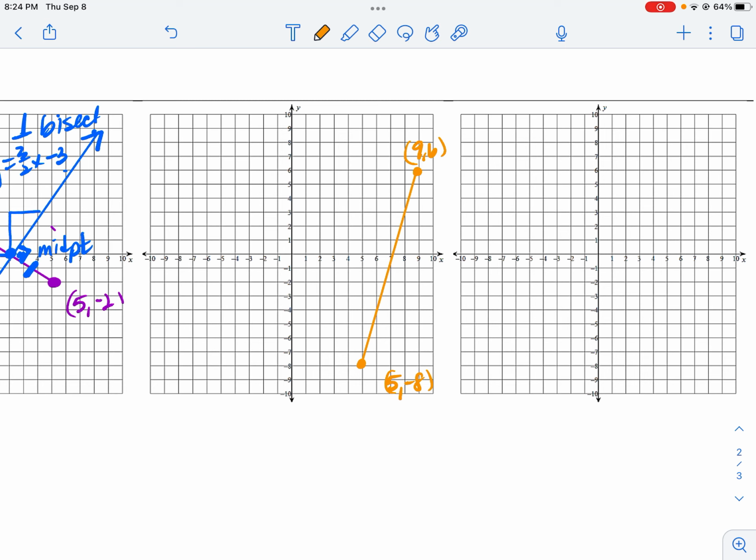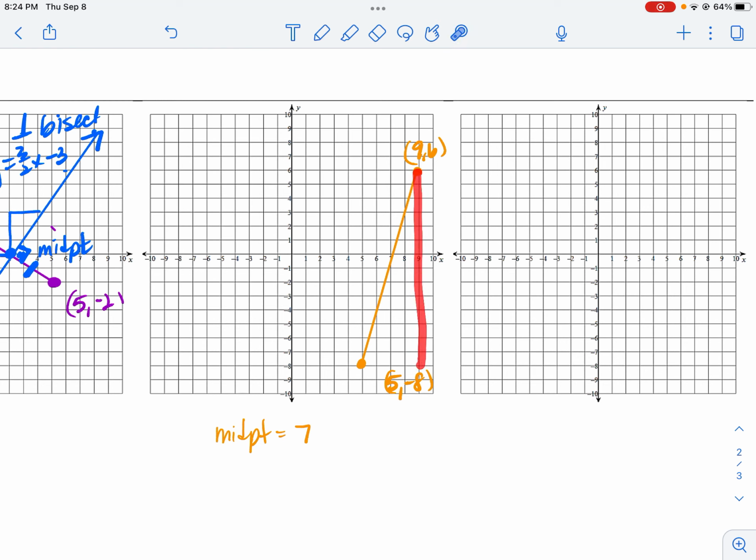So what's halfway between 5 and 9? Here's 5 and here's 9. What's in the middle? 1, 2, 1, 2. 7 is in the middle. So the midpoint is 7 something. And then for the y's, what's halfway between 6 and -8?